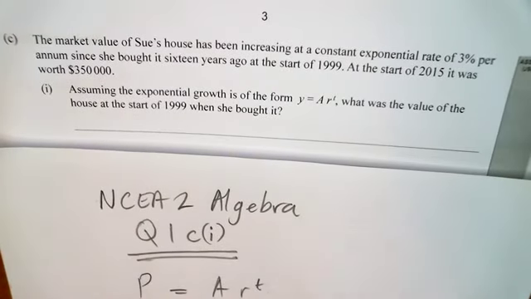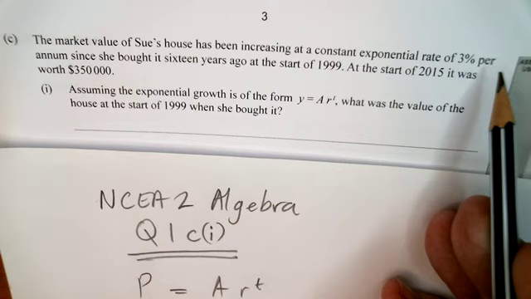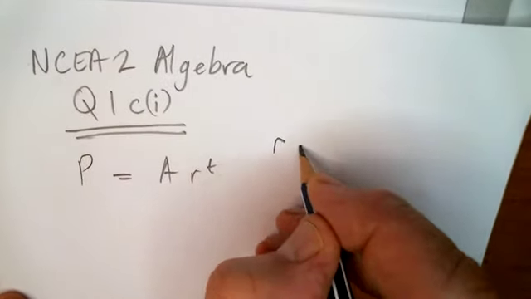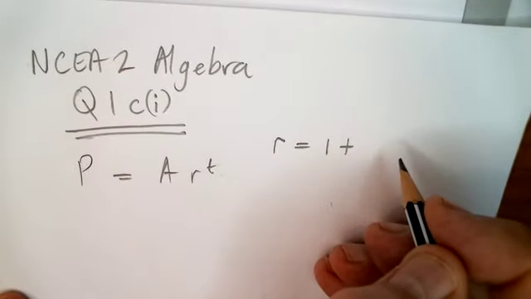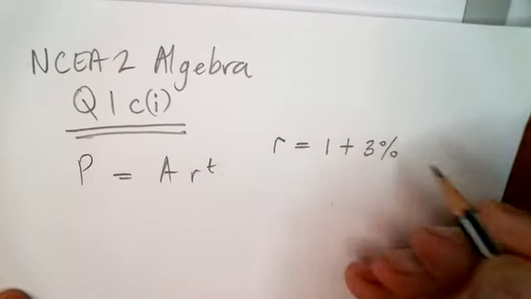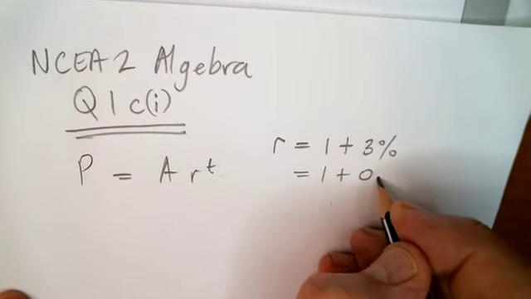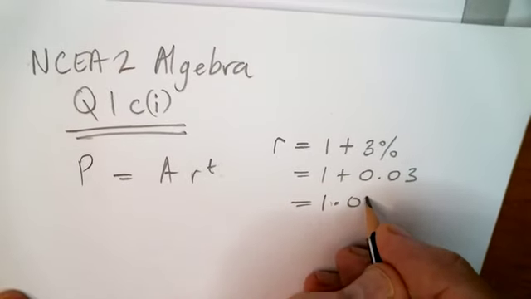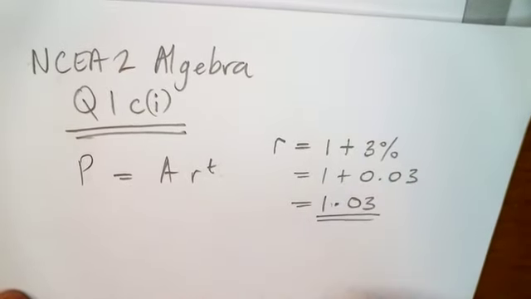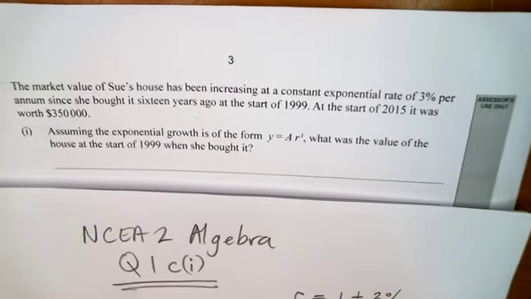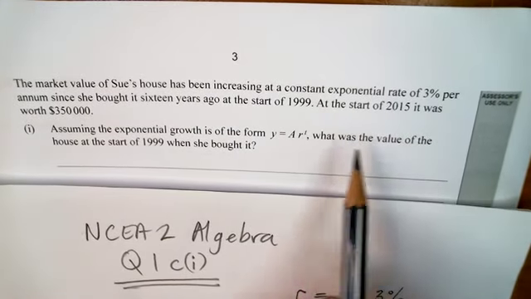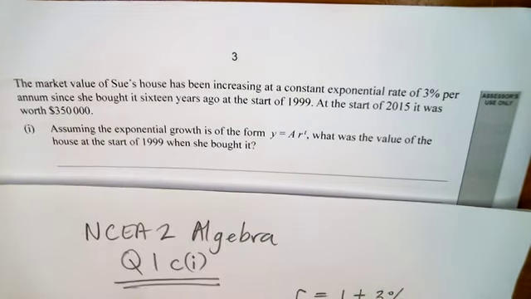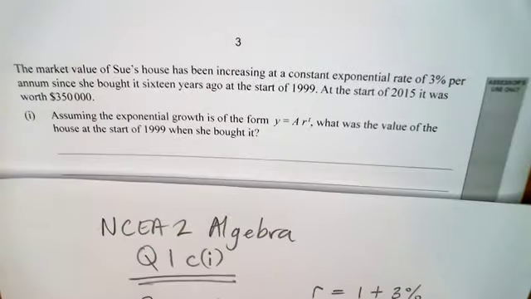We know the interest rate has been rising at 3% per annum. If the rate's increasing at 3%, that's 1 plus 3%, and 3% is written as 0.03. So the interest rate's 1.03. That's how we would write the interest rate. What else do we know here? We're told at the start of 2015, it's worth 350. That's the final thing, that's at the end there. So the final price is 350.